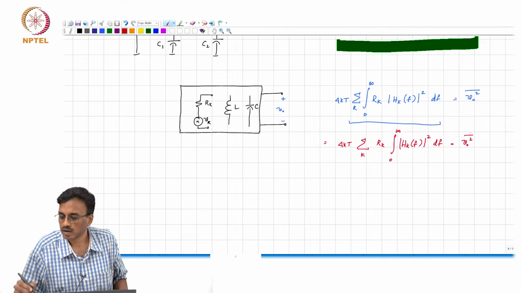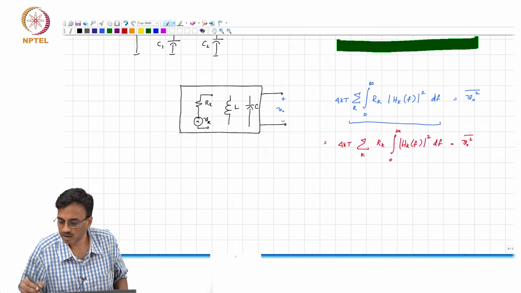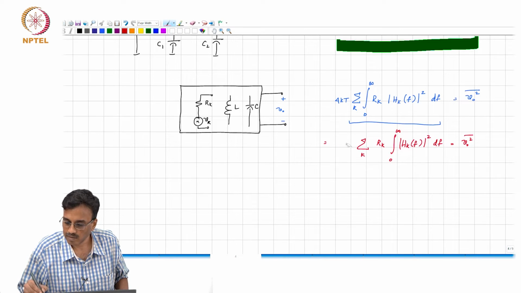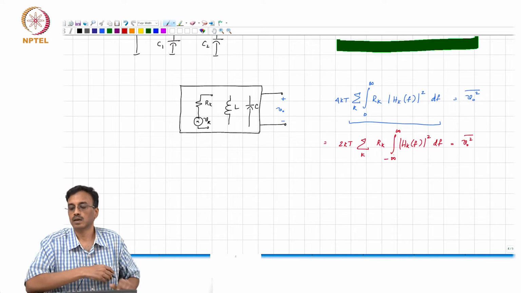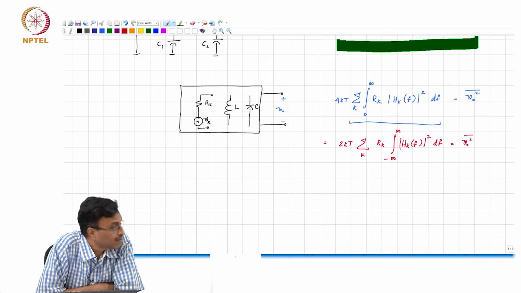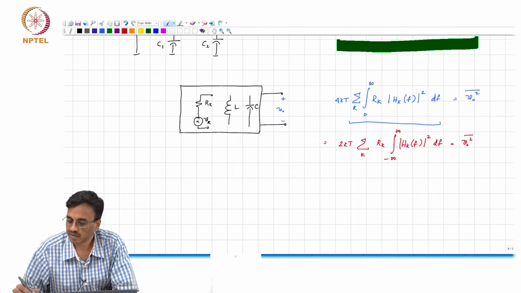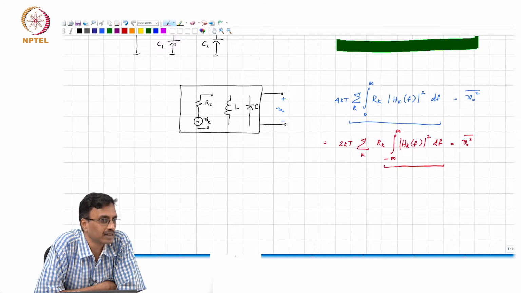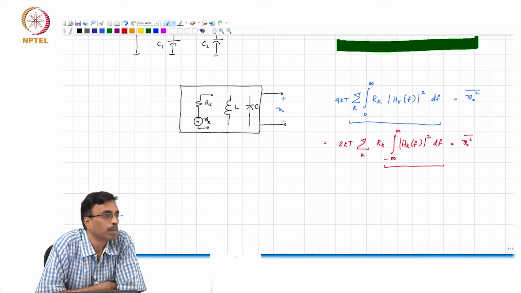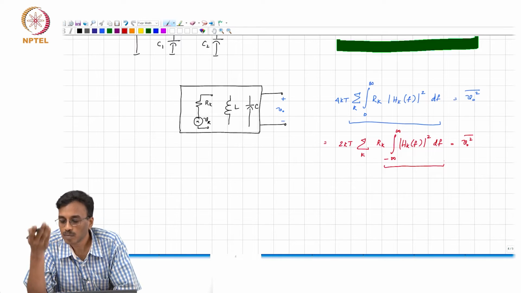Now, let me rewrite this in a form that will hopefully ring a bell. If I write this as 2 kT times the integral from minus infinity to infinity of mod h the whole square df, is there some other way of writing this? Okay. Right? Parseval's theorem, very good.